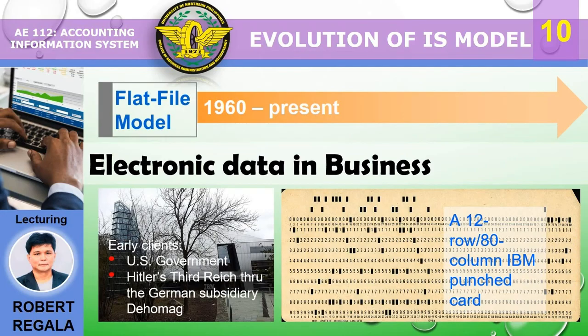IBM's clients included the U.S. government, during its first effort to maintain the employment records for 26 million people, pursuant to the Social Security Act, and Hitler's Third Reich, for the tracking of Jews and other persecuted groups, largely through the German subsidiary, Dehomag. The Social Security-related business gave an 81% increase in revenue from 1935 to 1939.